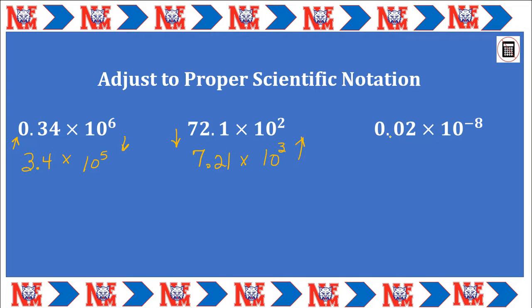Okay, here we have 0.02. So I'm going to go up in value here. So I moved it 1 and 2. So I moved it twice. And so I have 2 because I moved the decimal twice. So I have to make an adjustment on the exponent of 2. So since I went up in value here, I'm going down here. So I need to go down 2 exponents from negative 8, and that's negative 10.